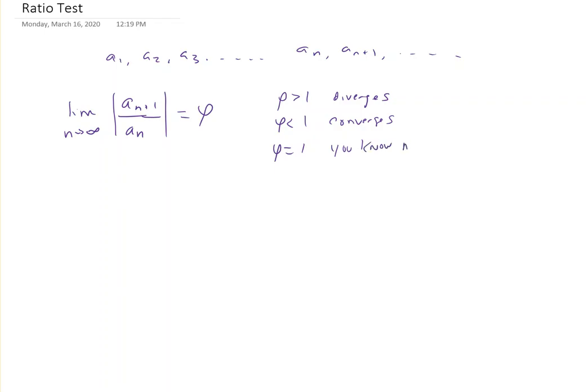And lastly, if it equals 1, you know nothing. And I write this down because people think, oh, wow, I did something. But you know nothing. If you get rho equals 1, go back to the drawing board. It's like, great, you just did a great limit. You just figured out it equals 1. And now you need to go back and do something else because it doesn't tell you anything.